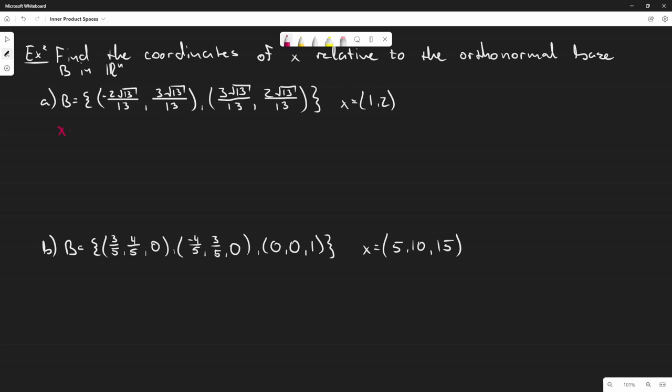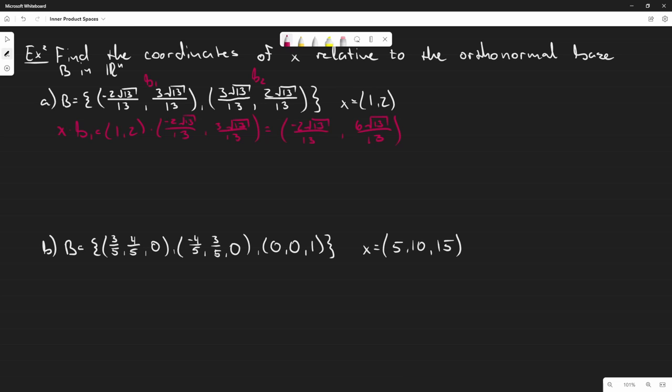So the first one, which would be x dotted with b1, we're just going to name this b1 and name this one b2. This will simply be 1, 2 dotted with negative 2 root 13 over 13 and 3 root 13 over 13. And so that will simply give us negative 2 root 13 over 13, and then 2 times 3 is 6 root 13 over 13.